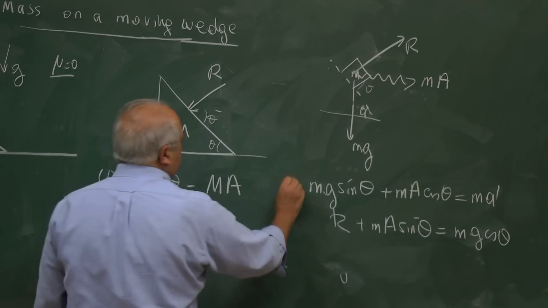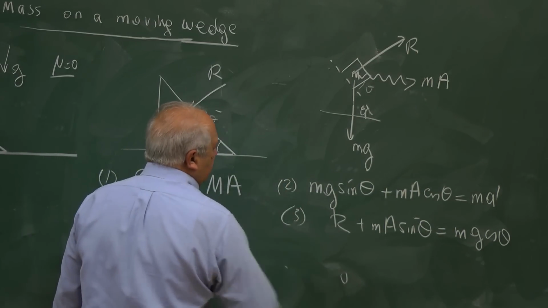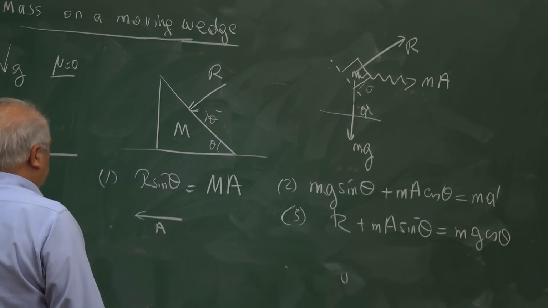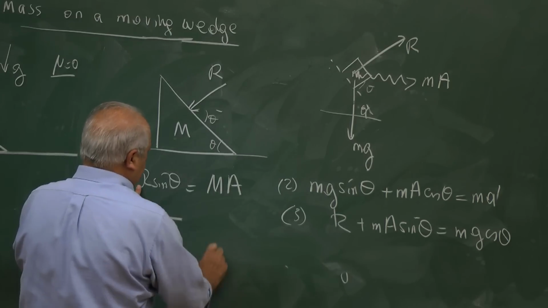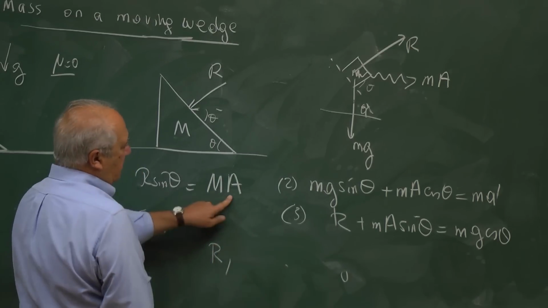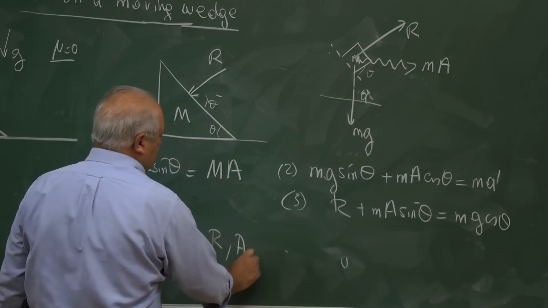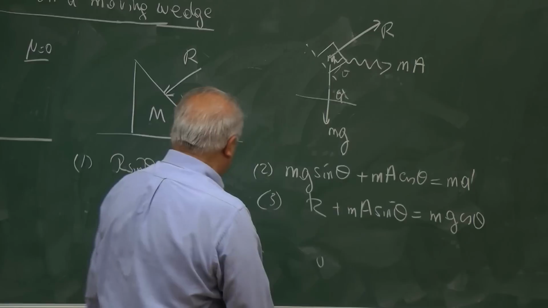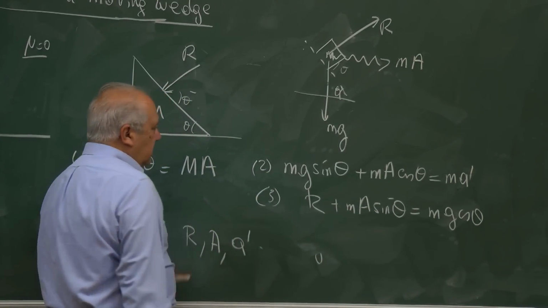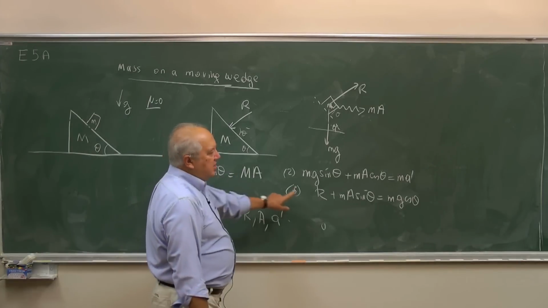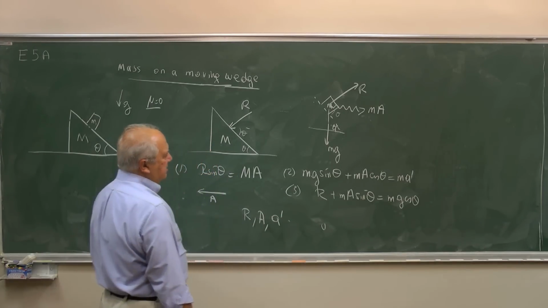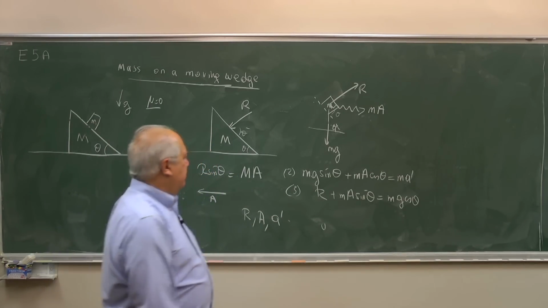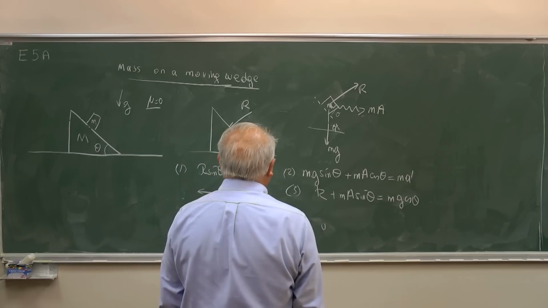Okay? So let's number these equations: 1, 2, 3. Let's see, what are the knowns, what are the unknowns? R we don't know. A, we don't know. And A prime, we don't know. This makes 3 unknowns, but we have 3 equations. Therefore, this is a system that is soluble. The rest is algebra, okay?